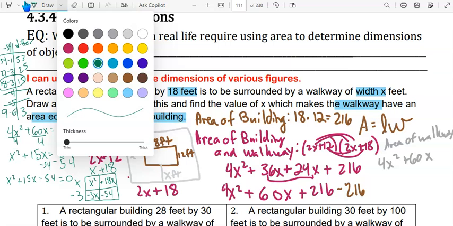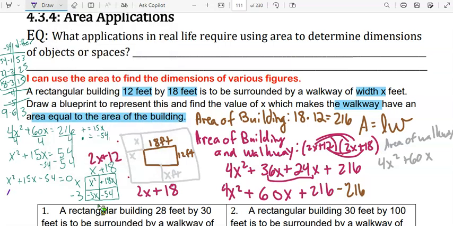Okay, so now we want to solve these. x plus 18 equals 0, and x minus 3 equals 0. Well, this one is a negative number. You can't have a negative distance, so that's extraneous. So x has to equal 3 feet.